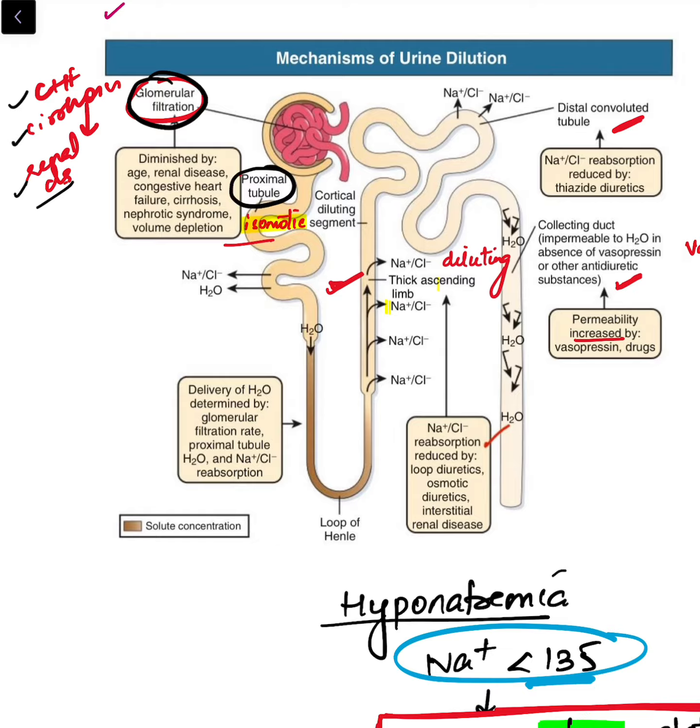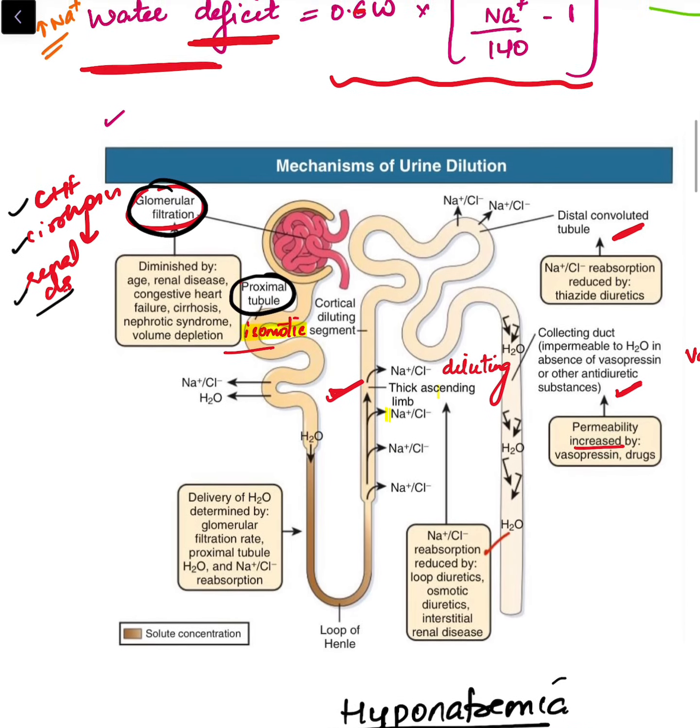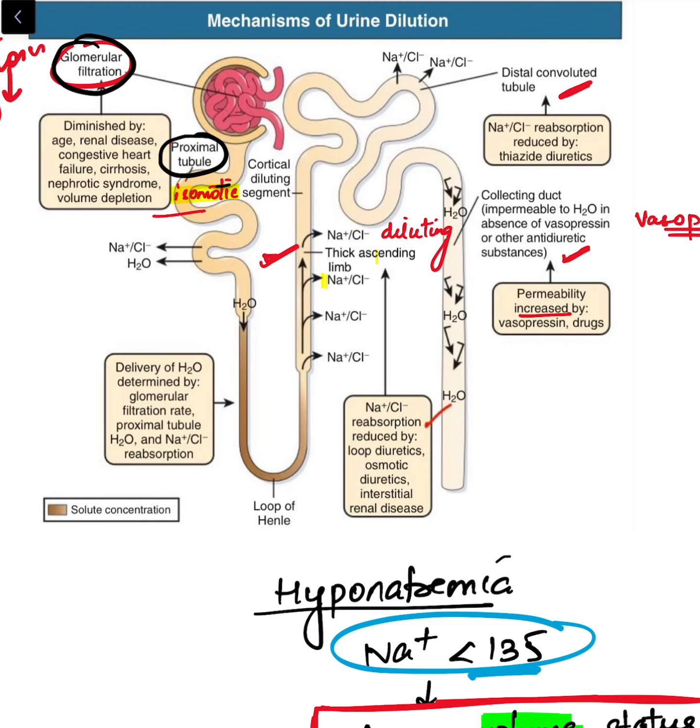The most important sodium reabsorption occurs in the proximal convoluted tubule. In this proximal convoluted tubule, sodium reabsorption occurs, but this is not a diluting segment. So isosmotic concentration of the urine is maintained.